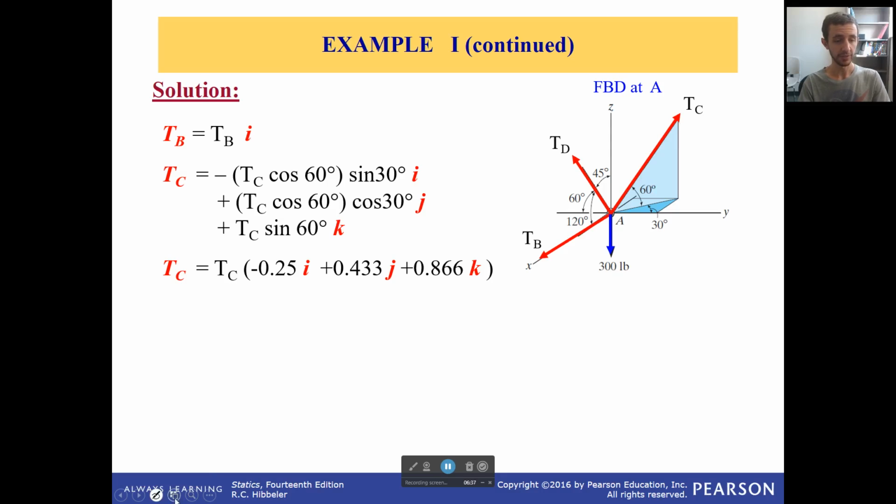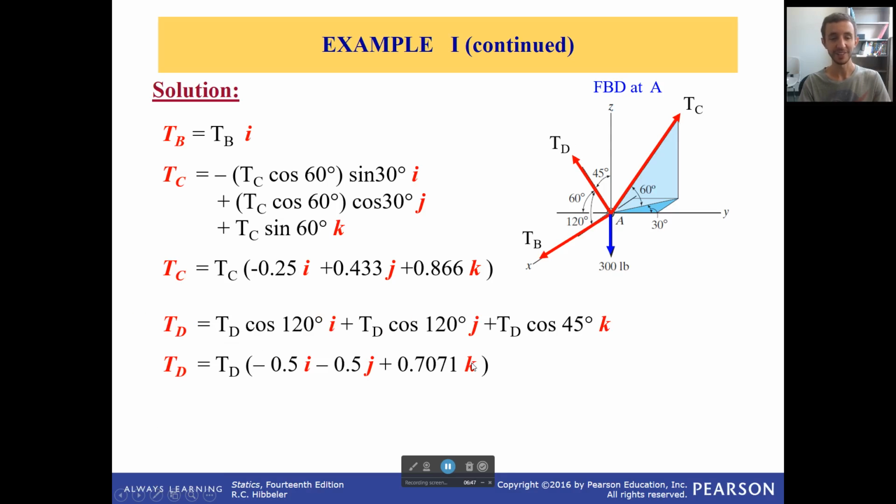But the issue is not with the problem. The issue is simply with my reading. This is just solving for TC. I forgot that this is not TD here. I was already jumping ahead. This is TD, and as you can see, they use cosine 120, cosine 120, cosine 45. Be careful, people. You jump ahead of yourself, things mess up. So with that in mind, we solve for everything.